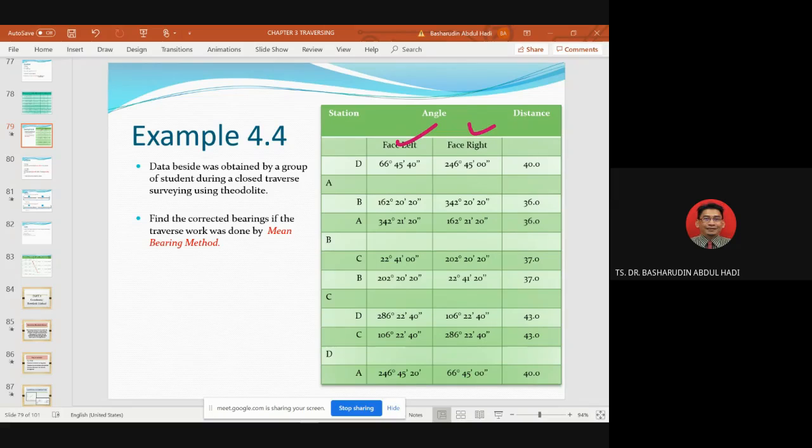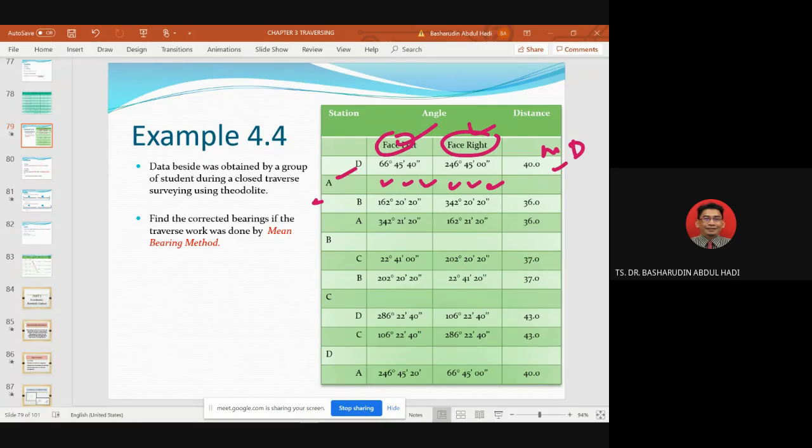So here we have stations A to D. We are measuring twice. First is face left, second is face right. Face left is 60 degrees, 45 minutes, 40 seconds. Meanwhile, face right is 246 degrees, 45 minutes, 0 seconds. And we measure the distance using a tape, which is 40 meters.